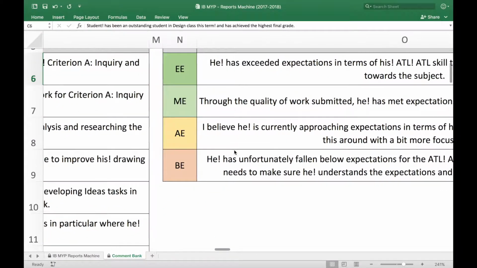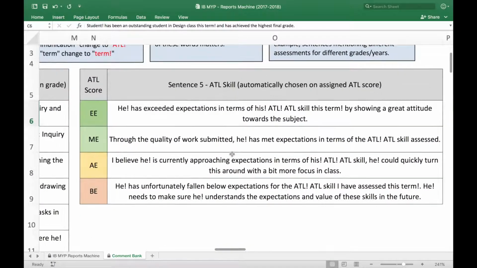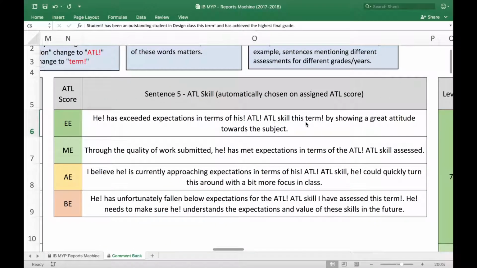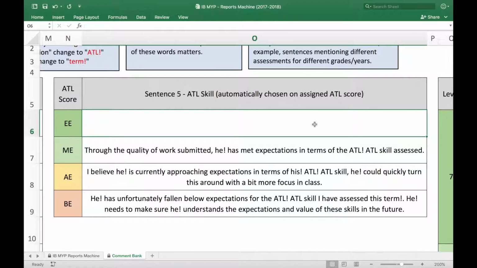So for example, if I wanted to change, let's change this one to something else. So if our students are exceeding expectations, let's just get rid of it completely and write something totally new. I'll write it out in sort of plain English first, and then I'll just show you my method of changing it.